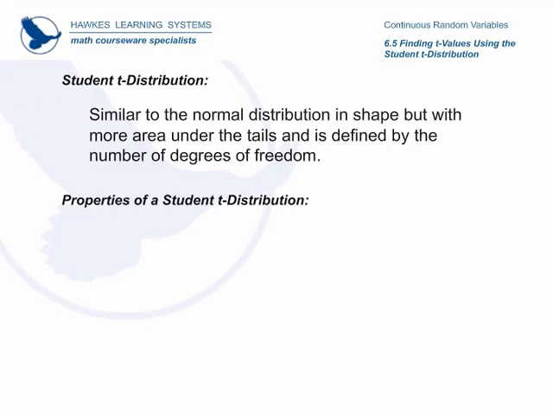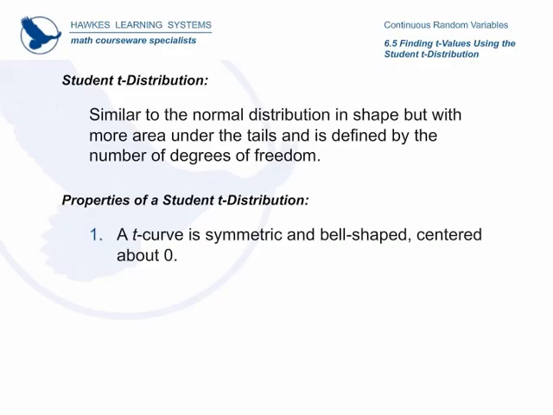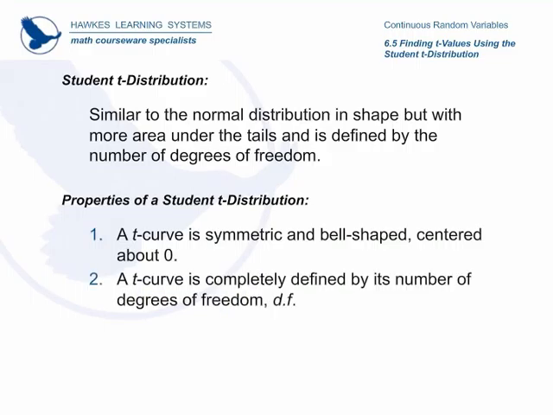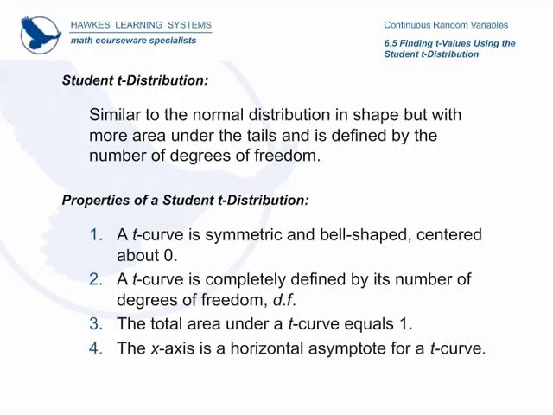So the properties of a student t-distribution are as follows. Number 1, a t-curve is symmetric and bell-shaped, centered about 0. Number 2, a t-curve is completely defined by its number of degrees of freedom, or d.f. Number 3, the total area under a t-curve equals 1. This sounds very familiar, doesn't it? And number 4, the x-axis is a horizontal asymptote for a t-curve.